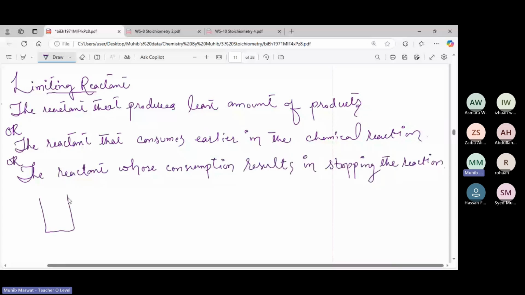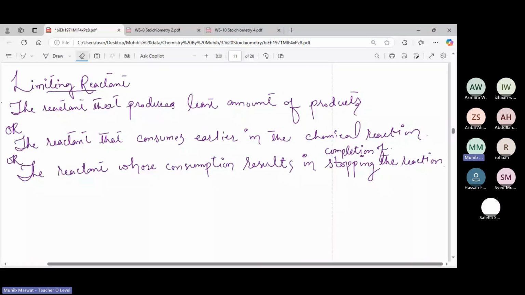All right, so limiting reactant can be defined as the reactant that produces the least amount of products, or the reactant that is consumed earlier in the chemical reaction, or the reactant whose consumption results in the stopping or the completion of the reaction. Now let me give you an example.